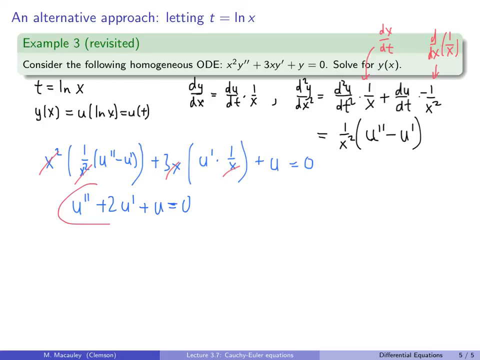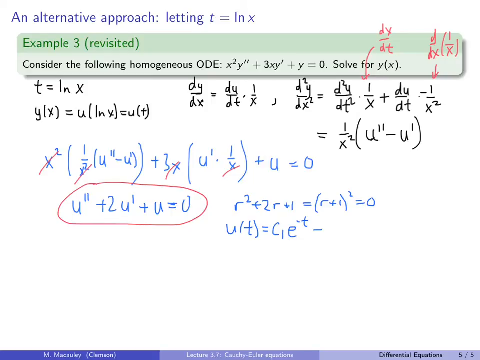Now we know how to solve this. We're really good at this, right? So the characteristic equation, we can write it out. This is r squared plus 2r plus 1, which is r plus 1 quantity squared equals 0. So we know the general solution. Even though this is a repeated root, we know that u of t equals c1 e to the negative t plus c2 times t e to the negative t.